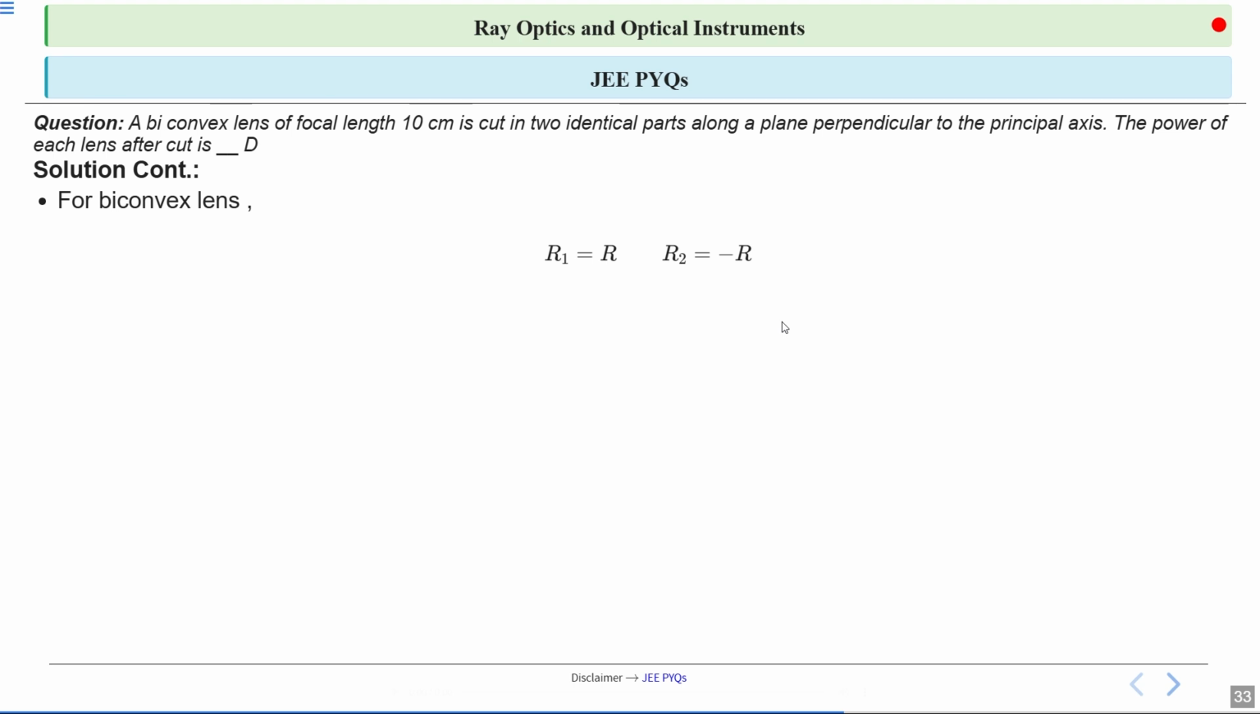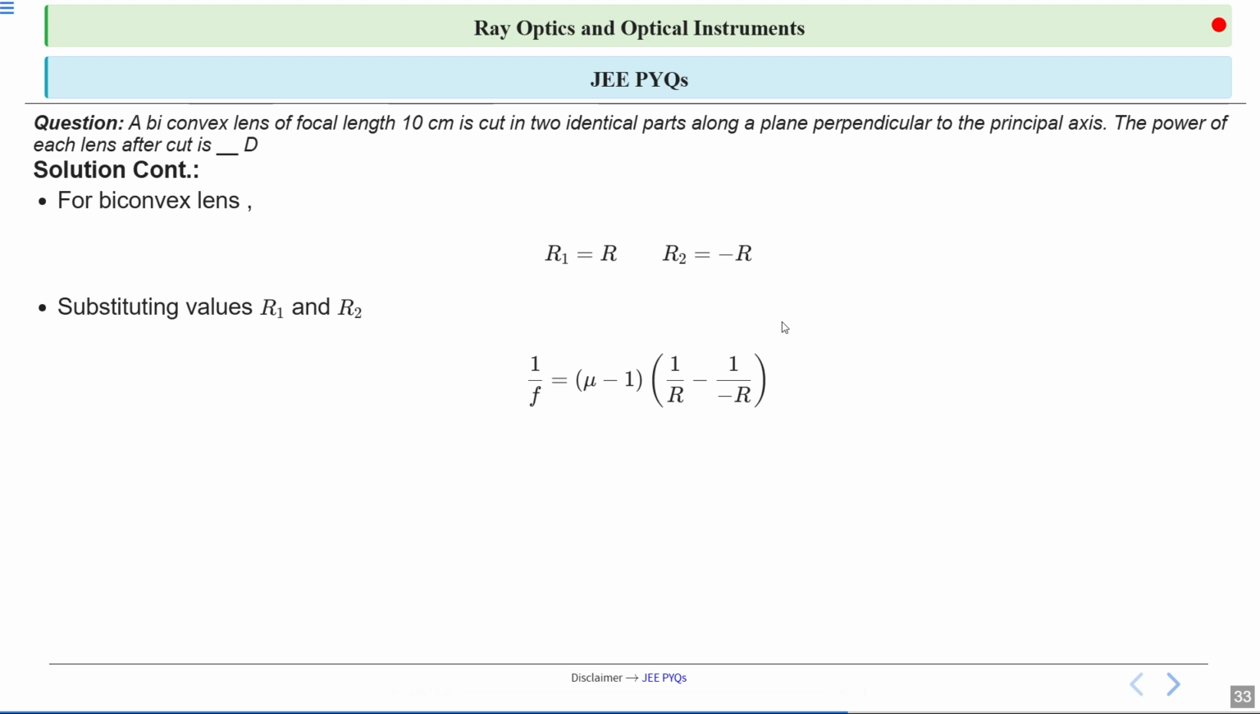So let's consider the radii of curvature for a biconvex lens. We have two surfaces, one with the radius r1 equals r and the other with r2 equals minus r. Okay, so sign is according to sign convention. So for the first surface, center of curvature lies on the right side. That's why radius of curvature for the first surface will be positive. And for the second surface, center of curvature is on the left side. So radius of curvature for the second surface will be negative.